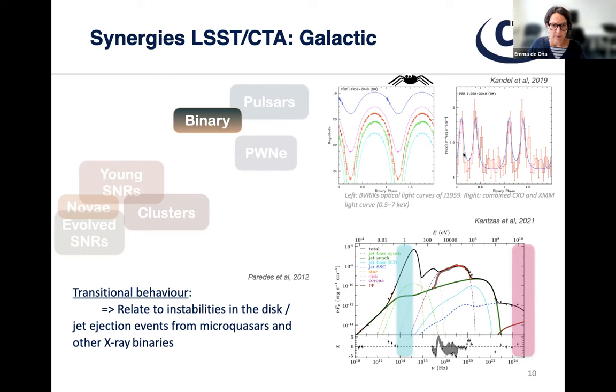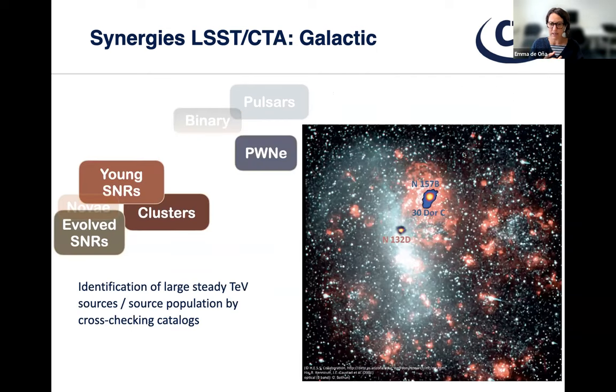So besides these binaries and pulsars, there is something else for which we basically need access to counterparts, to understand the population and the steady emission coming from these objects. Here, I put a picture of the LMC, the Large Magellanic Cloud, in which the color is an image from H.E.S.S., and in the background you see the optical emission in the B band. But what I wanted to convey here is that, as Antonio mentioned before, we have a large field of view, but our angular resolution is not that good.